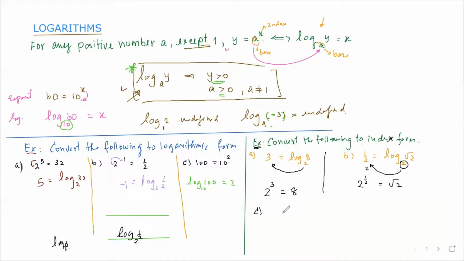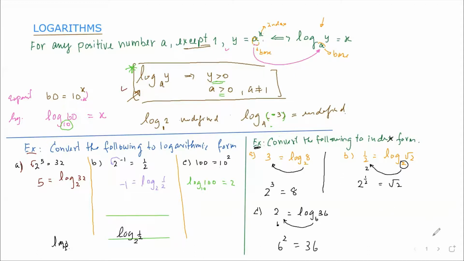Try one more. If I have, for example, 2 equals log of 36 base 6. Same thing, the base 6 of the logarithm moves to this side. So 6 becomes the base right here, and 2 becomes the index. So 6 to the power 2 equals 36. When you move the logarithm, the word is gone. But when you convert an exponent to a logarithm, the logarithm word has to be there. That's the way to convert.